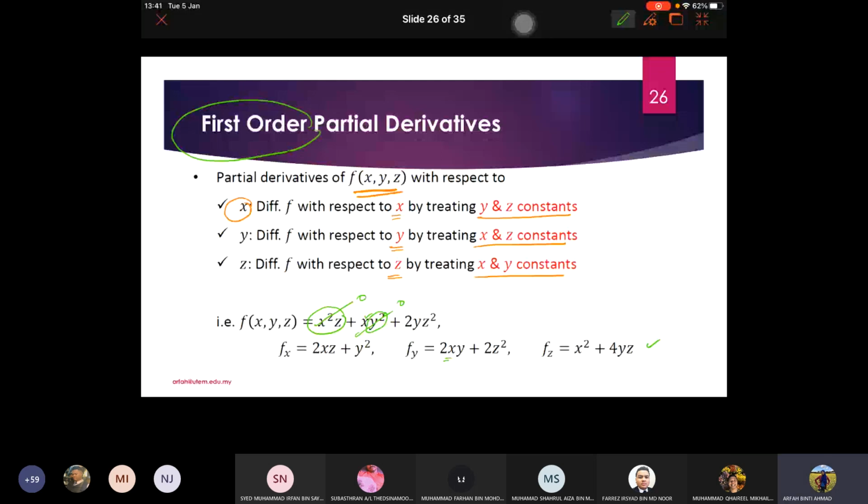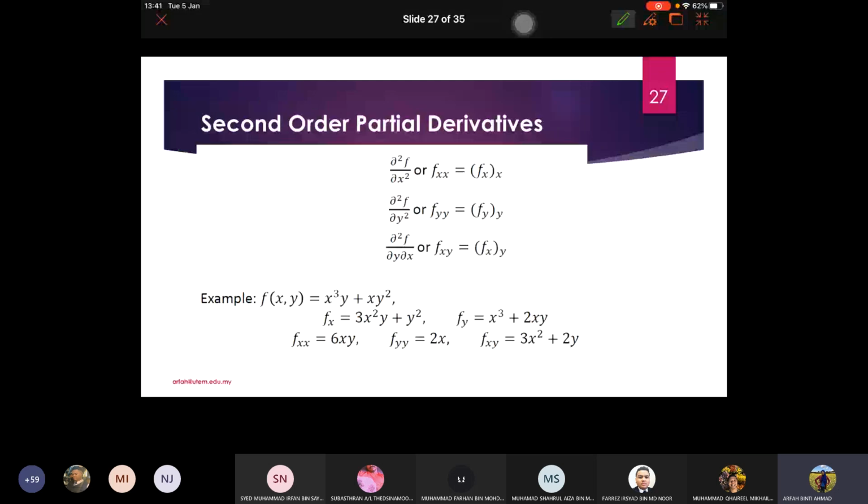So the next one, if it's second order, it's just an extension from this one. It will be fxx, meaning derivative with respect to x first and then derivative again with respect to x. Fyy, derivative with respect to y, differentiate again with respect to y. Fxy, differentiate with respect to x first and then differentiate with respect to y. So it follows the order. Okay. So just this one follows the order, x first and then y.